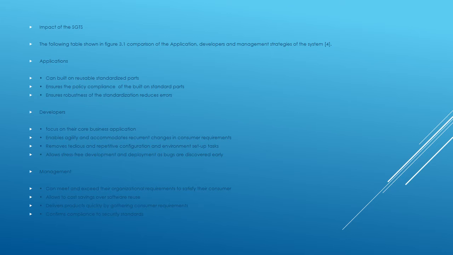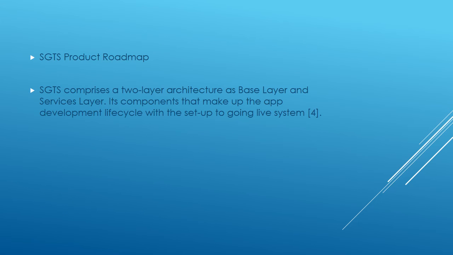And the next thing is management. Agencies can manage and execute their organization requirements to satisfy their consumers, allowing cost saving over software use, delivering products quickly and gathering consumer requirements, and conforming to compliance and security standards. And the next thing is the SGTS product roadmap.